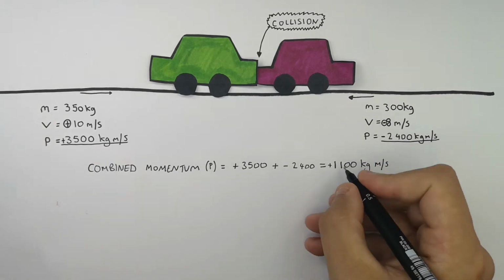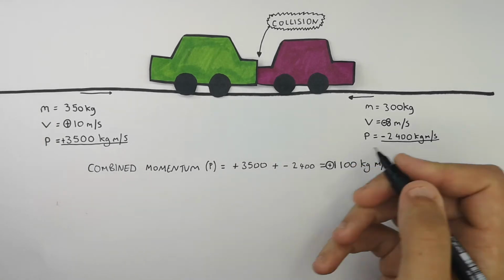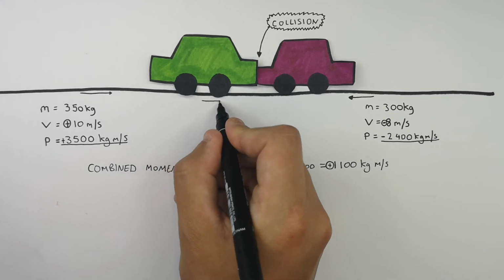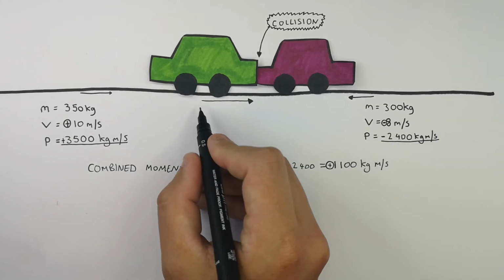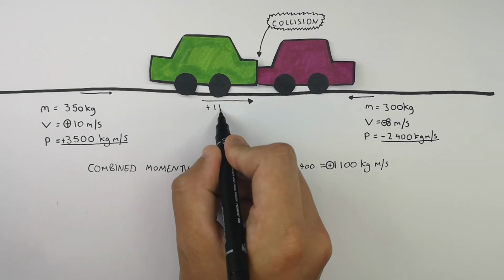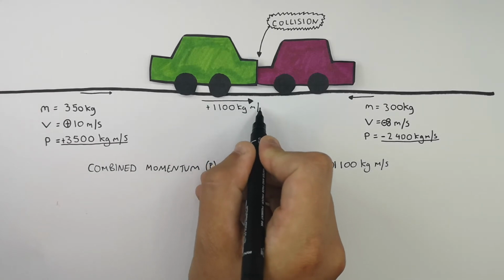But it's plus because momentum is a vector quantity. So we know it's plus, which means that we know the cars are going to move in the direction of the green car, from left to right, with a momentum of 1,100 kilogram meters per second.